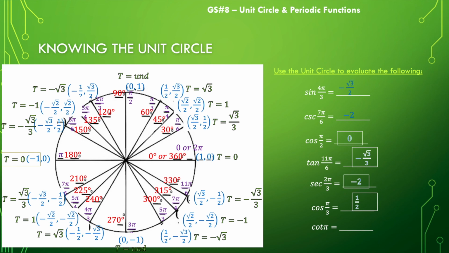And last one is cotangent of pi. A little bit tricky, but not too bad. Okay, so find pi and find the tangent, and then take the reciprocal of the tangent. Okay, here's pi, here's our tangent, and the reciprocal of tangent, oh, that puts the 0 in the denominator, so that's going to make our cotangent undefined.